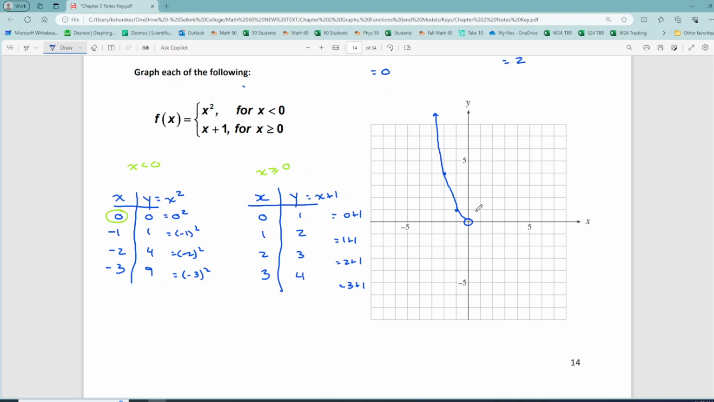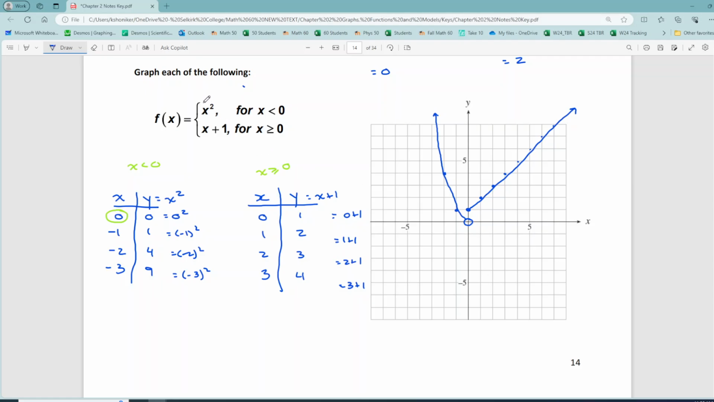So when x is 0, y is 1. This is a closed circle above an open circle, so it maintains being a function. When x is 1, y is 2. When x is 2, y is 3. When x is 3, y is 4. And again, I don't have a ruler, so I'm just going to keep putting points, and then I'm going to connect them. And that's my piecewise function.